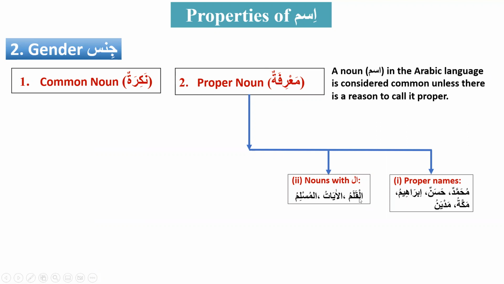Because al is not compatible with tanween. It doesn't like two harakat, it doesn't like double haraka. It changes it to one. It was qalamun, and with the addition of al, it became al-qalamu. It was ayatun, and with al, it became al-ayatu. It was muslimun, and with the addition of al, it became al-muslimu.